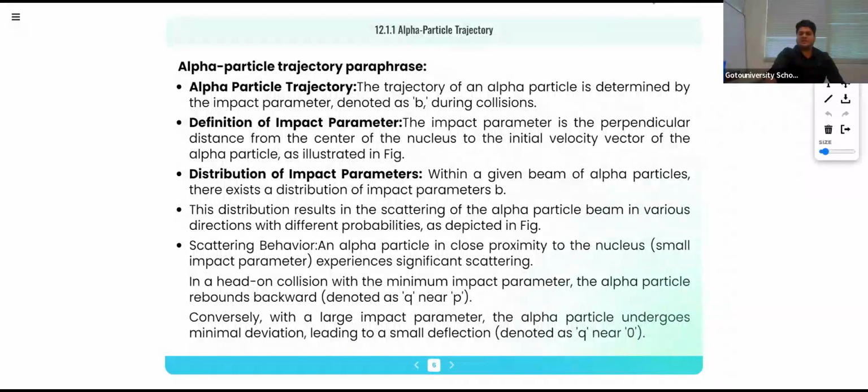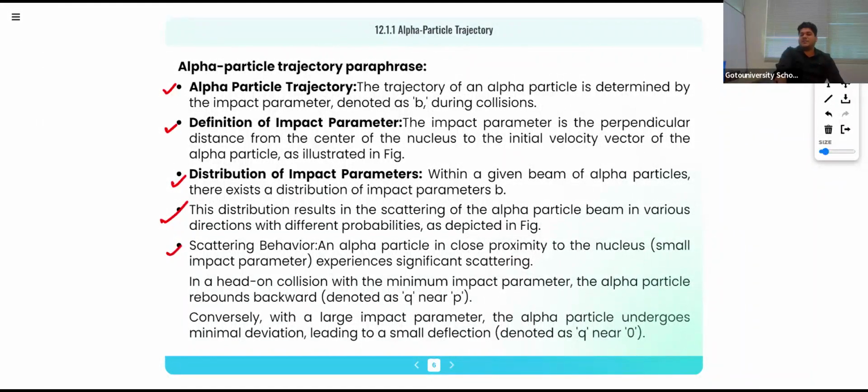Alpha particle trajectory. The trajectory of an alpha particle is determined by the impact parameter, known as b, during collision. How do you define the impact parameter? The impact parameter is the perpendicular distance from the center of the nucleus to the initial velocity vector of the alpha particle. Within a given beam of alpha particles, there exists a distribution of impact parameters b. This distribution results in the scattering of the alpha particle beam in various directions with different probabilities, as depicted.